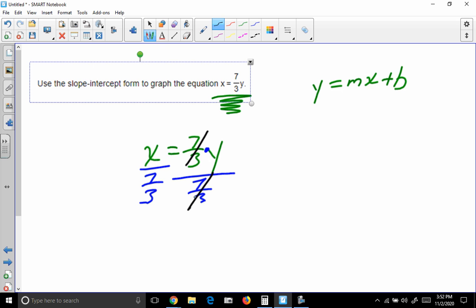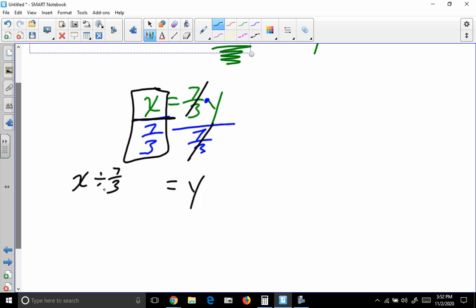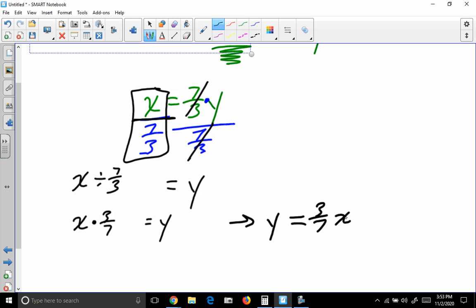7/3 over 7/3 cancels, leaving us y. And then how do we do this? We have x. A fraction bar is equivalent to saying divided by 7/3. Well, if we divide by a fraction, we keep the first part, change it to multiplying, and we flip the second part. So dividing by a fraction is the same as multiplying by the reciprocal. So let's put the y on the left, and on the other side, let's call it 3/7 x.